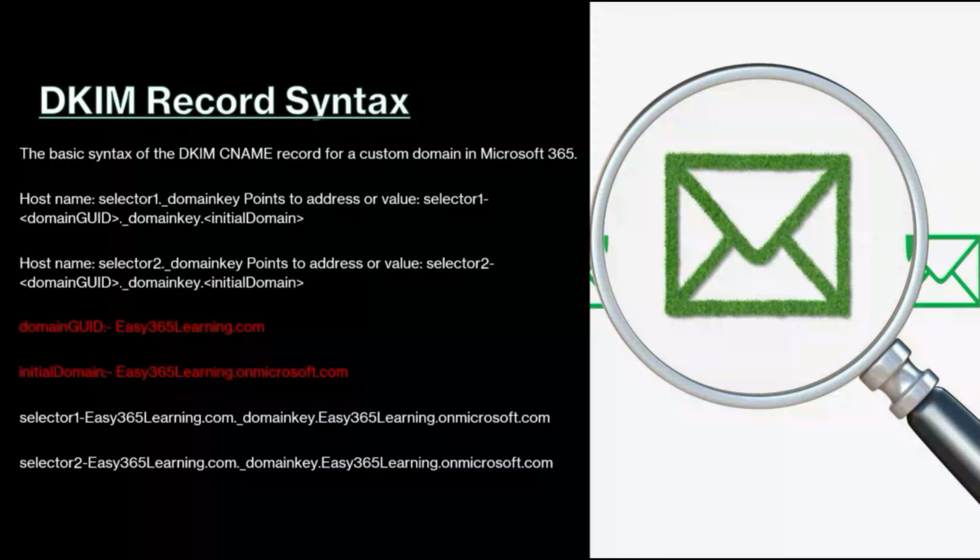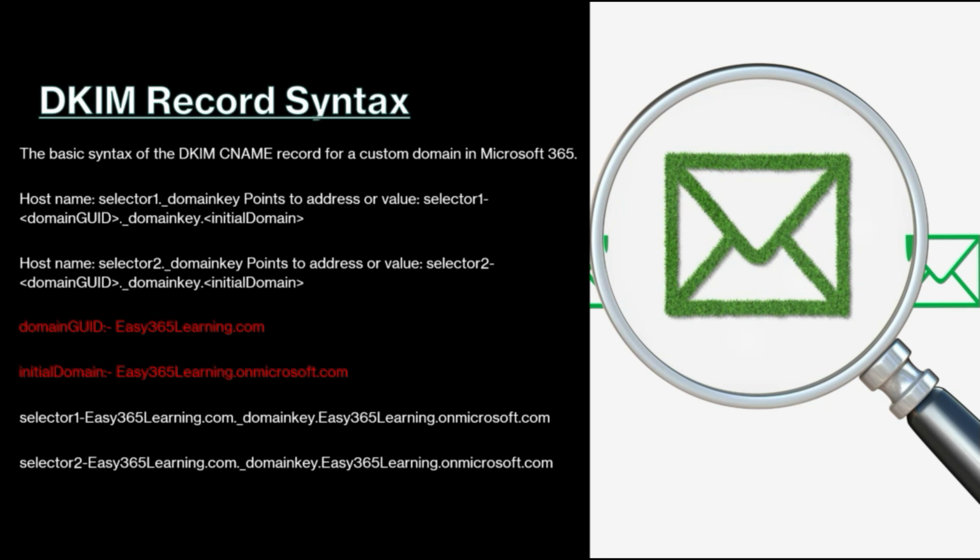Now let's take a look through the syntax for DKIM and how we can create one. The basic syntax of a DKIM CNAME record for a custom domain in Microsoft 365 looks like this. The hostname is selector1._domainkey, and it points to the address or value, that is selector1-domainGUID._domainkey.initialDomain. Here the domain GUID is my domain, which in this particular case is easy365.com, and the initial domain is the domain that I first got when I enrolled for Office 365.